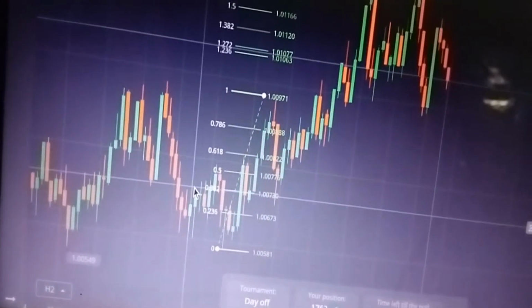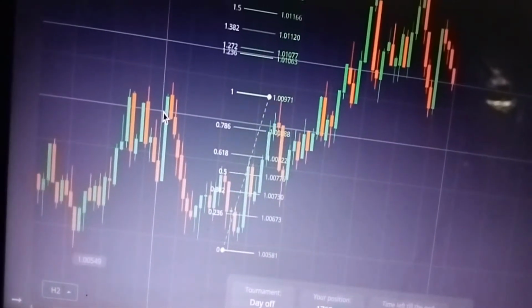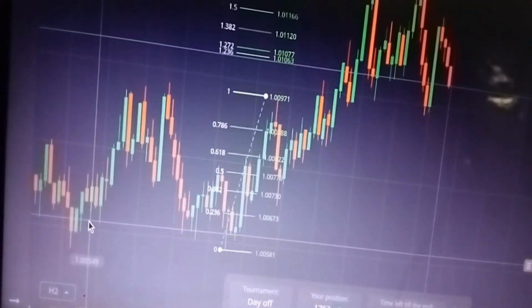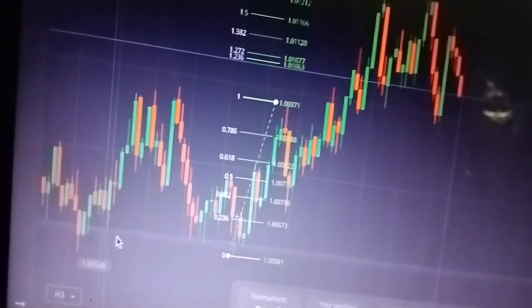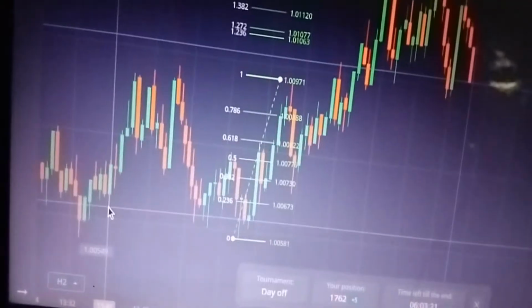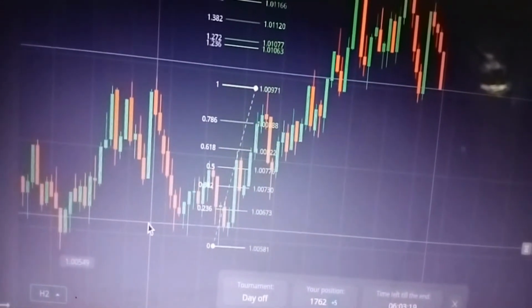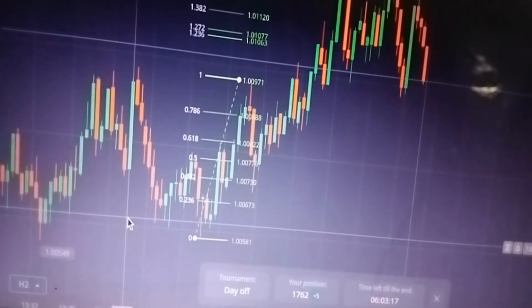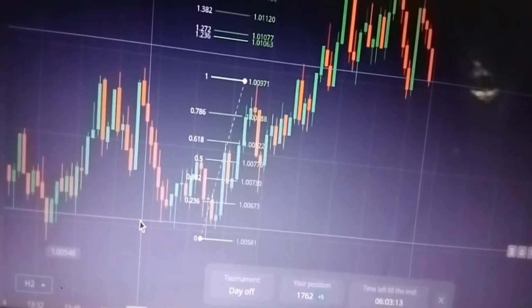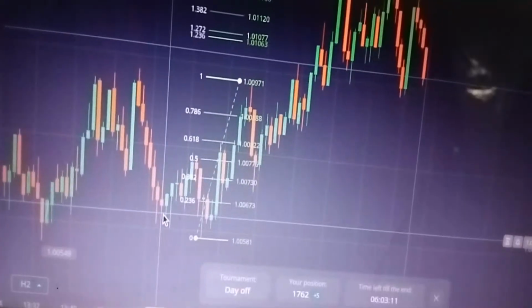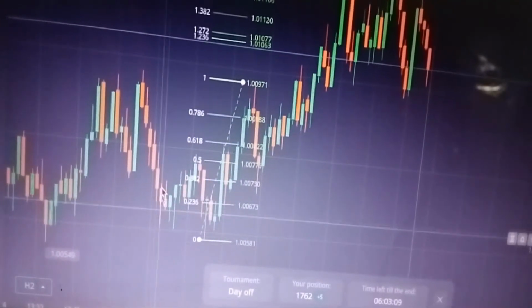Why? Because this range, this swing low, was broken, but not with a body, but with a wick. It was a wick that broke it, right?